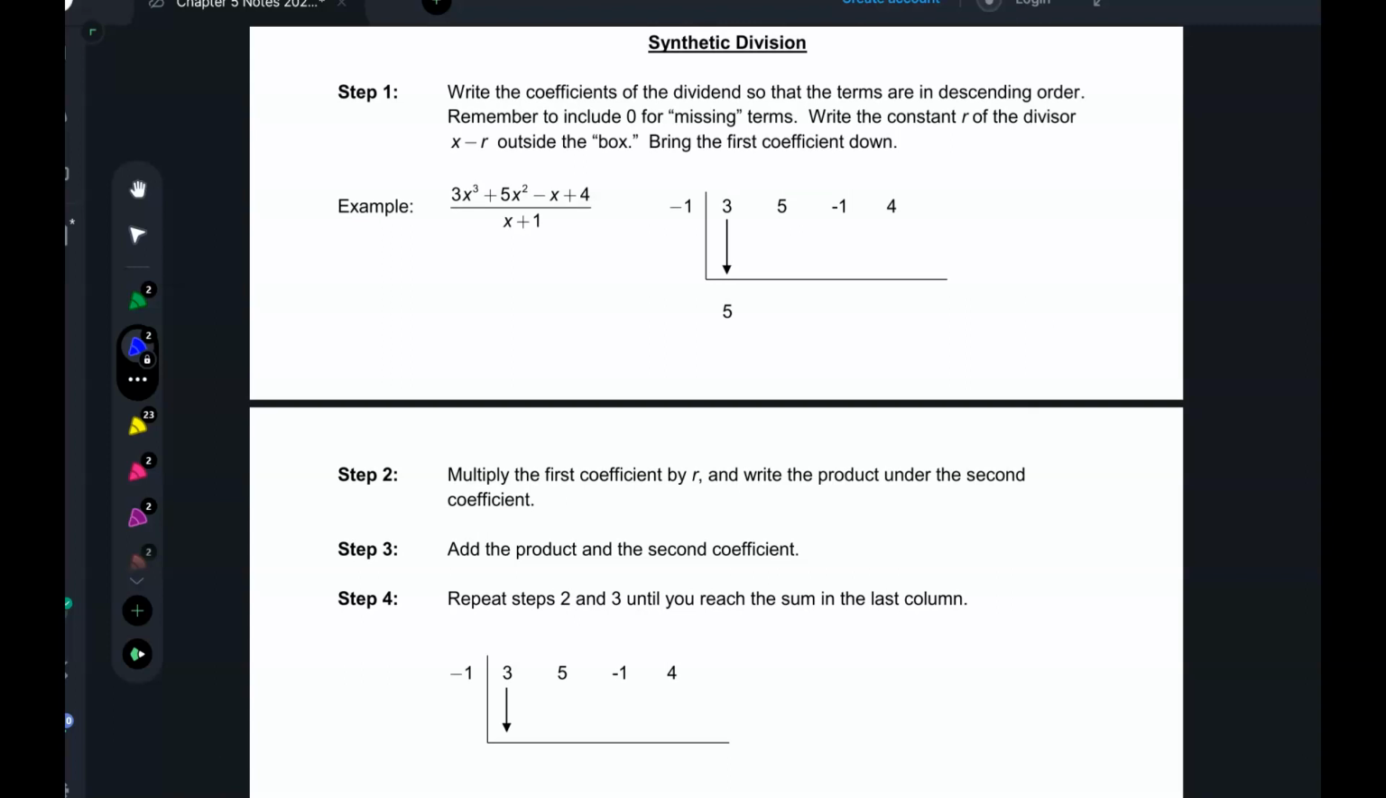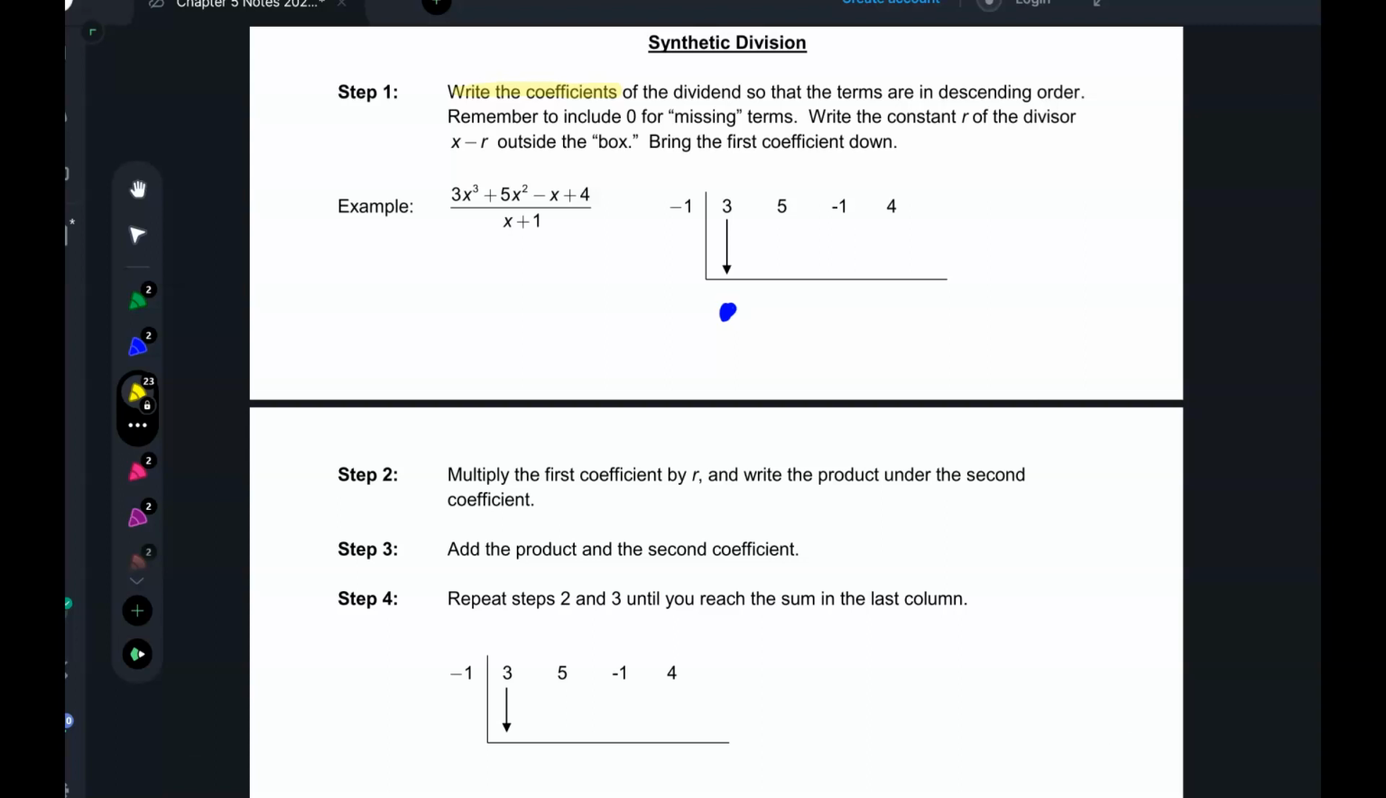We're not done. Okay, so first of all, this is a mistake here. First thing, what we want to do is write the coefficients. I kind of have it written out step by step, so we're going to write the coefficients of the dividend. That means the top part: 3, 5, negative 1, 4. Do you see where we get those numbers? They're all here.